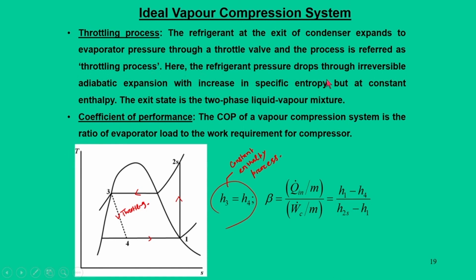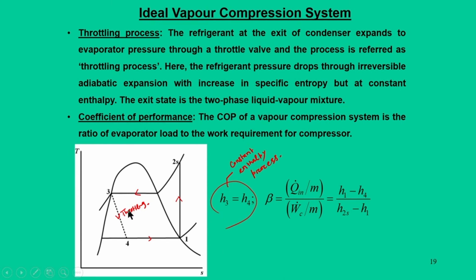Here the refrigerant pressure drops through an irreversible adiabatic expansion with an increase in the specific entropy. That is the reason we say it is not an isentropic process, because there is an increase in the entropy, and the exit state is a two phase liquid vapor mixture.